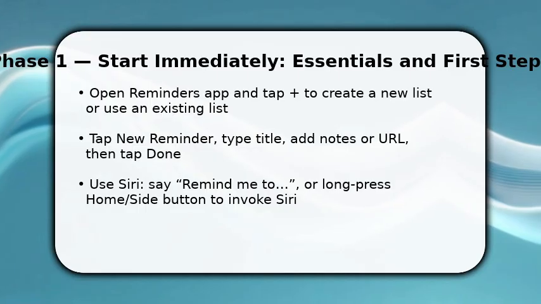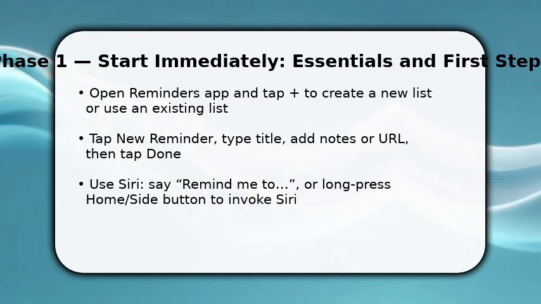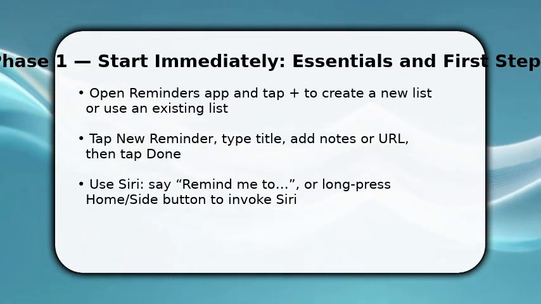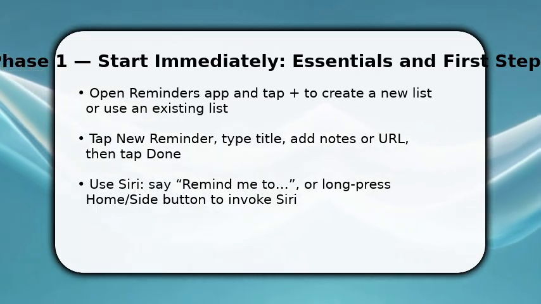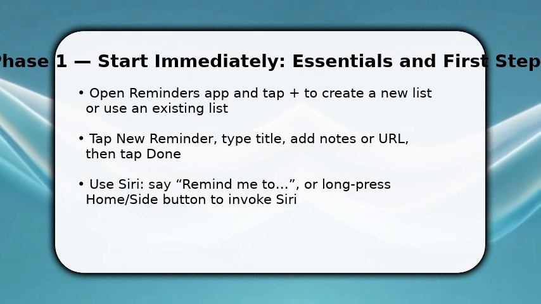You can also use Siri, say, "Remind me to call Alex at 3 p.m.," which is faster for single items. Make sure your iCloud account is active so lists sync across devices. Otherwise, reminders stay local and won't appear on other devices.